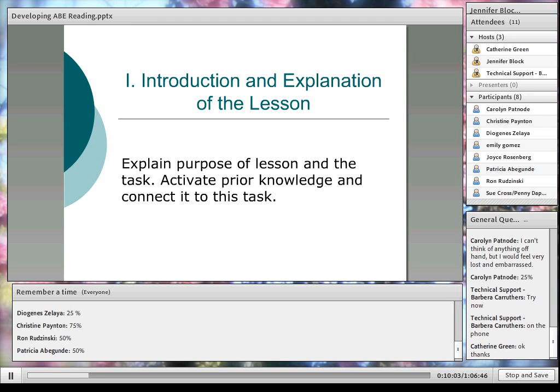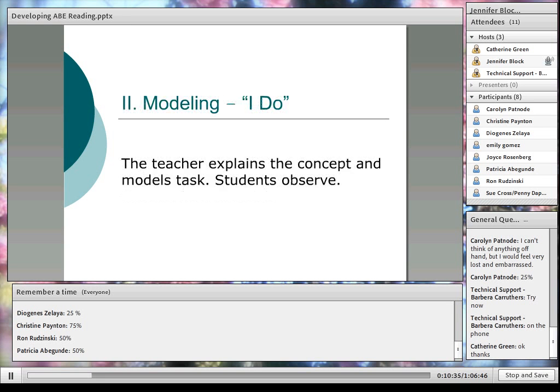The first one is the introduction and explanation of a lesson. Sometimes, I know from my own practice, I often gave this a little bit of short shrift, and there is a great benefit to writing it up on the board and taking a minute or two to talk about and explain what the purpose of this lesson is. At that time, you can activate prior knowledge for the student, remind them of what they already know, and connect it to the task that you're about to undertake.